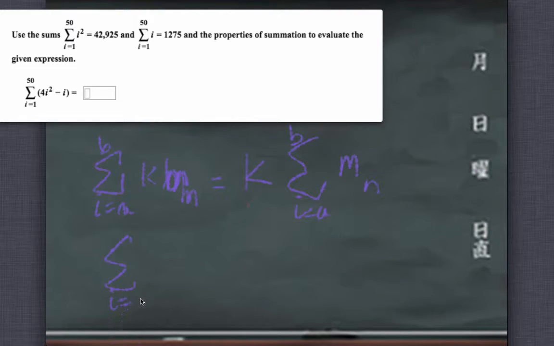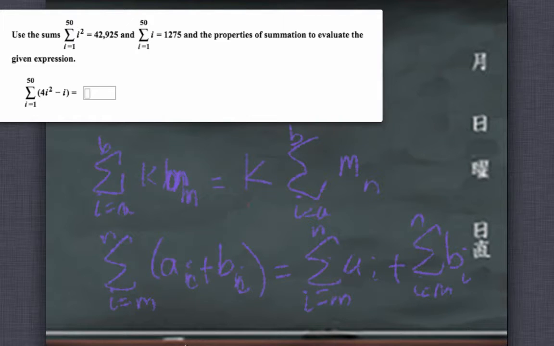Also, if you have the sum from i equals m to n of a sub n plus or minus b sub n, you can split them because addition is commutative. Multiplication and division are not. So you can't do that. Well, multiplication's commutative, but you can't split it up like that. But addition you can, because this also means addition and this does not also mean multiplication. So you can just split it like that.